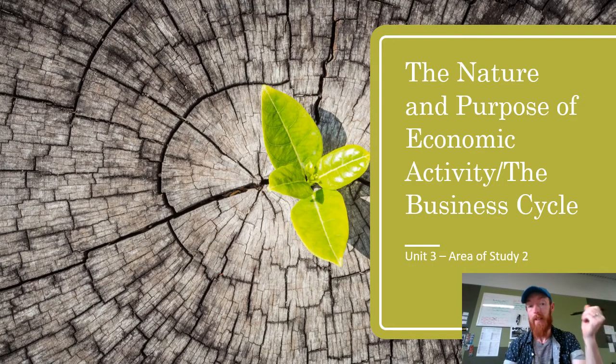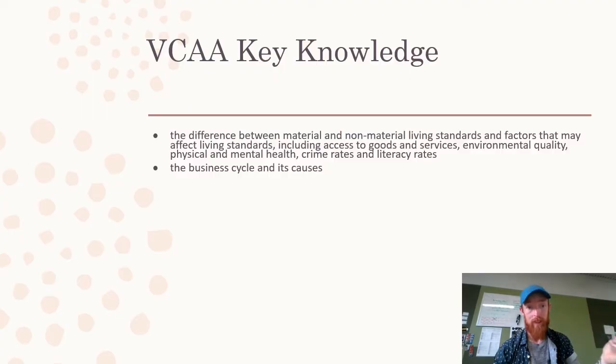But for right now, today we're going to be looking at the nature and purpose of economic activity as well as the business cycle. So the key knowledge that we're looking at today is the difference between material and non-material living standards and the factors that affect living standards, including access to goods and services, environmental quality, physical and mental health, crime rates, and literacy. And then we're also going to look at the business cycle and its causes.